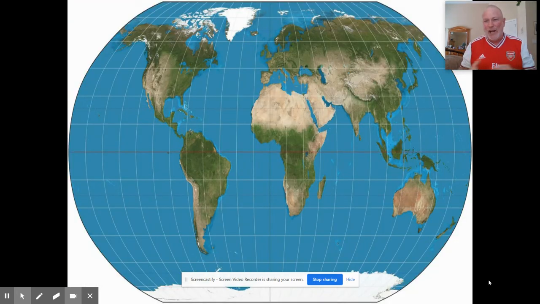The Robinson projection used to be very popular with National Geographic, and it was used for quite a long time. They've since gone to a more technical projection, but you'll always recognize Robinson because it's flat at the top and the bottom and rounded on the sides. That's kind of a compromise idea so that they can make it like that.